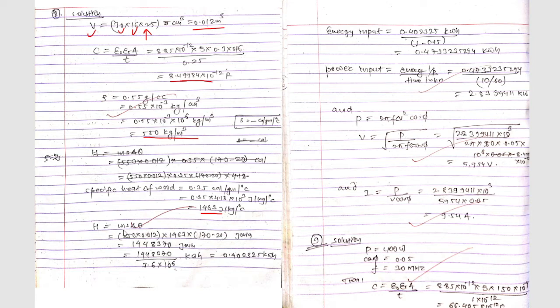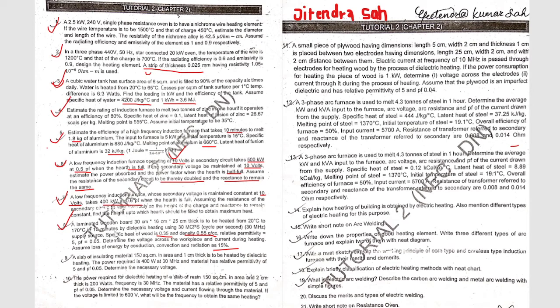And H will be m s del theta, and m is given as 550 again, and the values of s and del theta are also given. In the question here we can see that the board is to be heated from 20 degrees Celsius to 120 degrees Celsius for 10 minutes by dielectric heating using 30 Mcps, meaning 30 megahertz. The specific heat of wood and density are also given, and the relative permittivity is given as 5. Here you have to determine the voltage across the workpiece and the current during the heating.